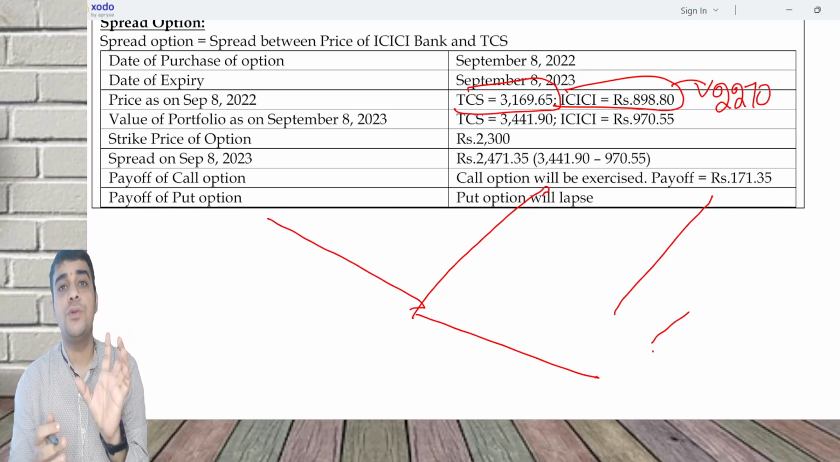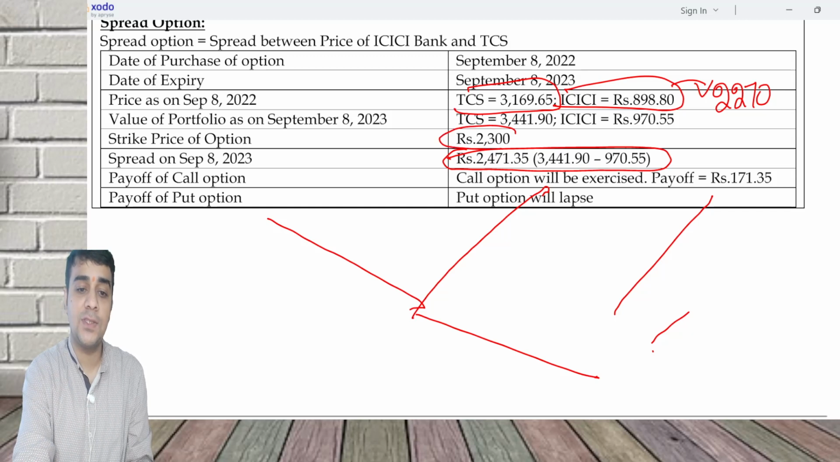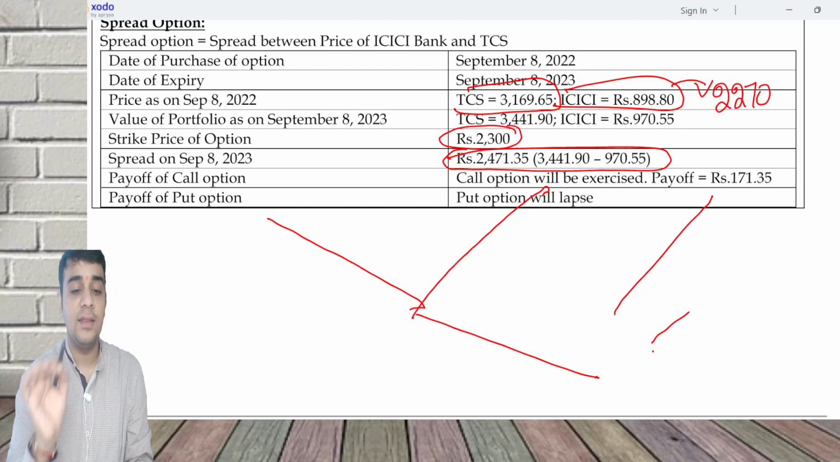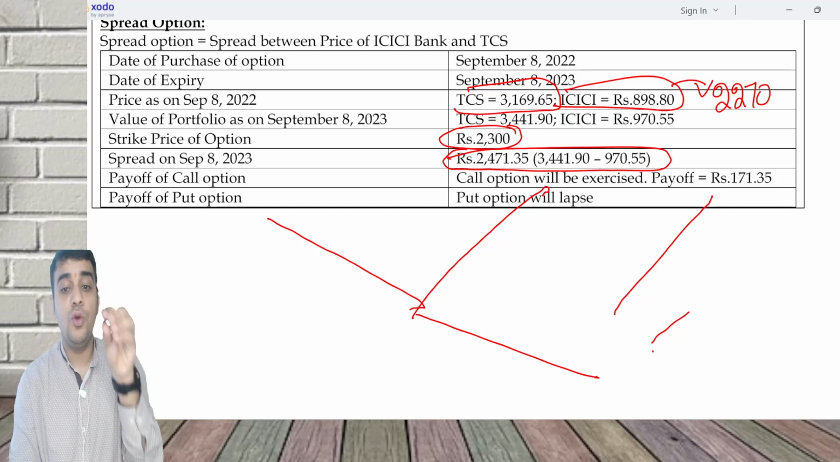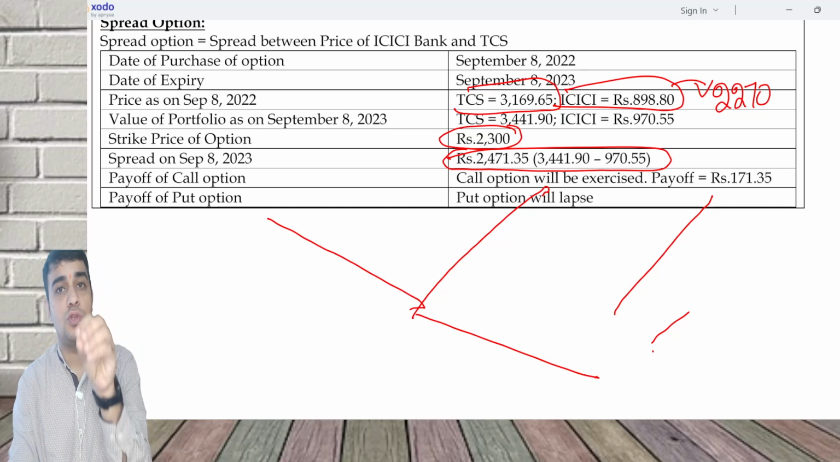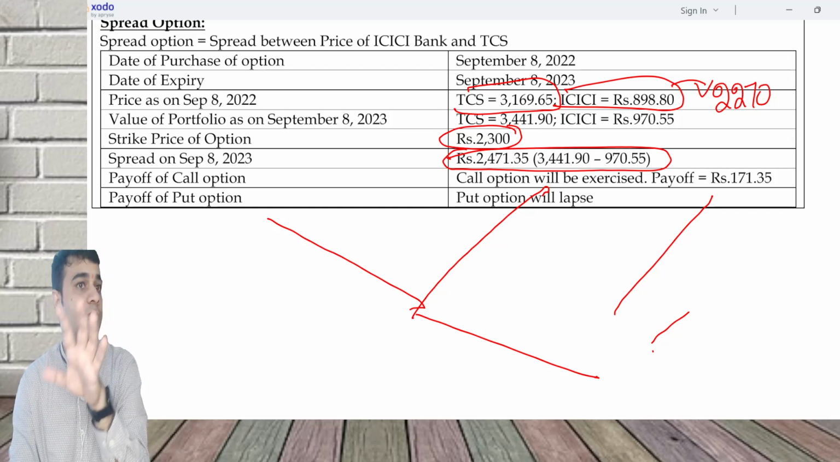So what you need to do is on the last day, see what is the gap. So now your exercise price is 2300. The actual market price is 2471. Just understand the actual market price is 2471. Do you want to buy at 2300 when the price in the market is 2471? If you say yes, the call option will get exercised.